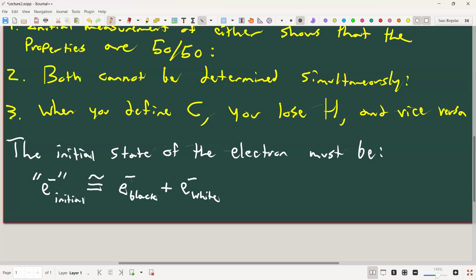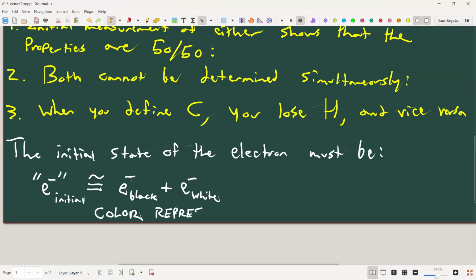And it's even more stringent than that, right? We can say something about the color. This tells me nothing about the hardness, or the softness. Right? So there must be an equivalent description of the electron in the hardness. Right? So we'll say that this is the color representation. But there's an equivalent representation of the electron.